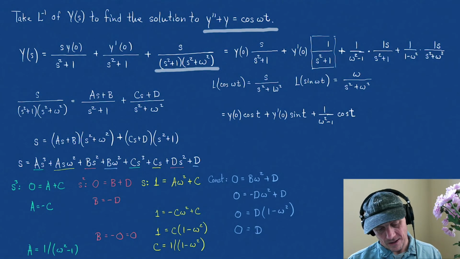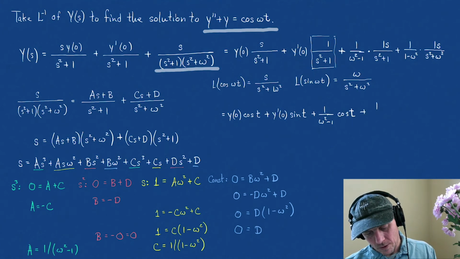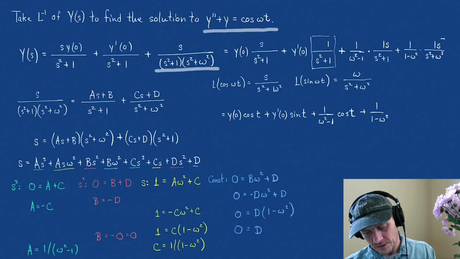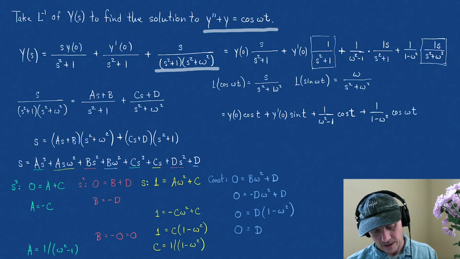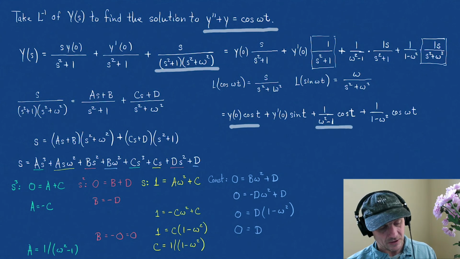Okay, and if we go on, look at this. Our last one says plus 1 over 1 minus omega squared. So a little bit different than this other one. And now we're left with this. This one's a little different because now omega is omega instead of 1. So this is the cosine of omega t. And now notice that my first term and my third terms are like terms.